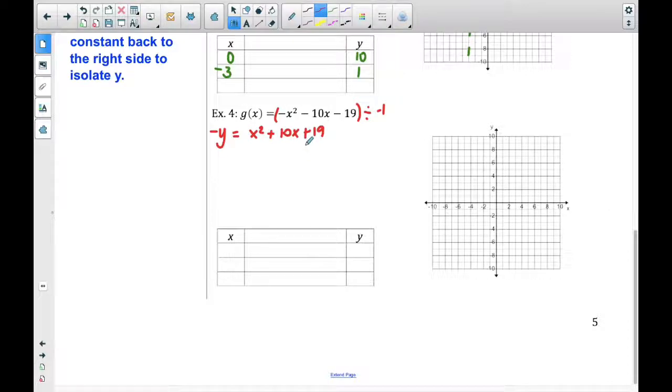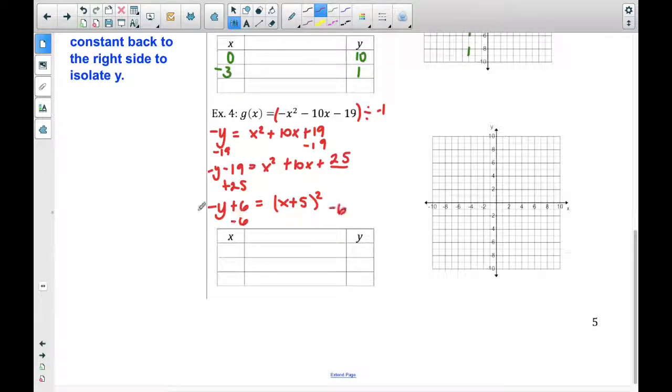I'm going to subtract my 19. Now that I've subtracted my 19, I need to fill in my blank. And if I add 25 to the right, I need to add 25 to the left. So I added my 25. That gave me negative y plus 6. And I factored the right-hand side to give me x plus 5 quantity squared. I now need to go and move my 6. Let me start with that. I've run out of space, so I'm going to come down here. So I have negative y is equal to x plus 5 quantity squared minus 6.